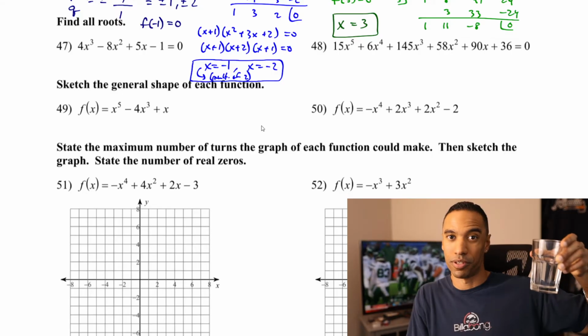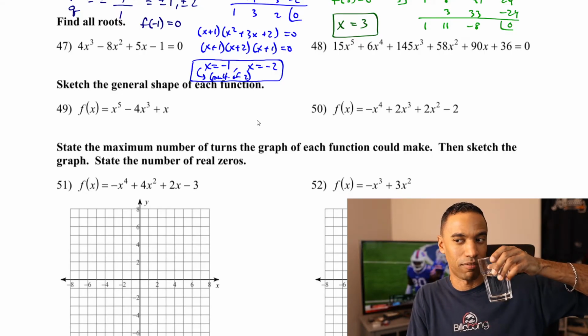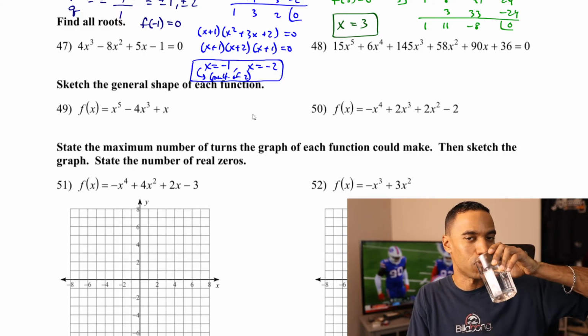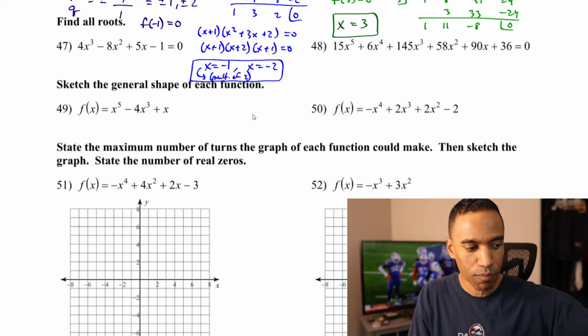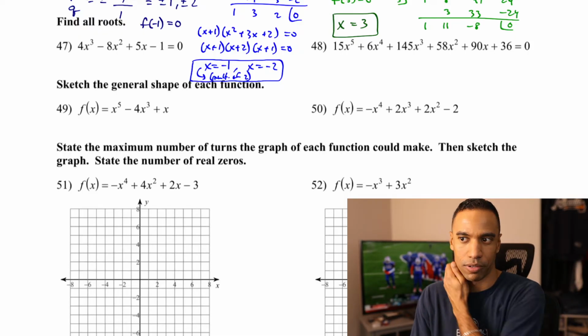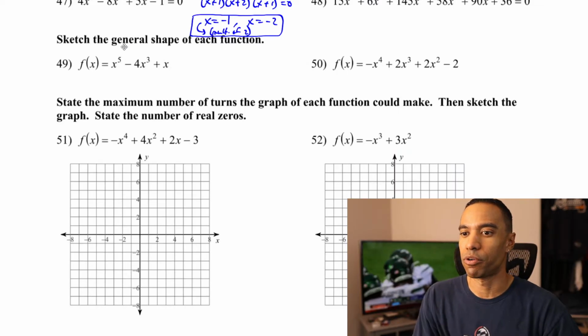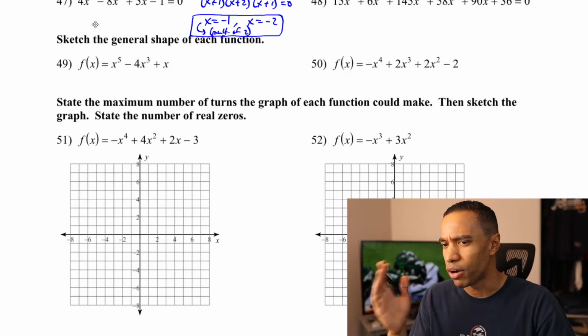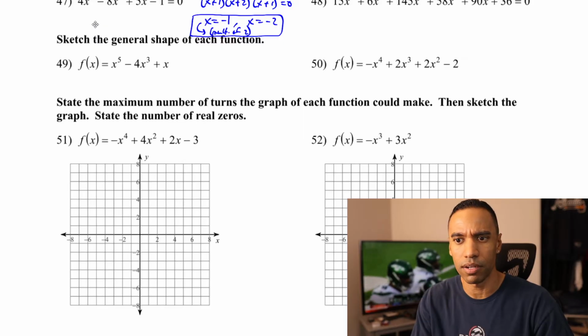I don't know if all the other units are just as long, but I've done about a third of the problems, so maybe another 3 hours to go. I have no idea. Sketch the general shape of each function. They say general shape. I don't know if they're asking for roots and all that stuff, so I'm not going to do that.